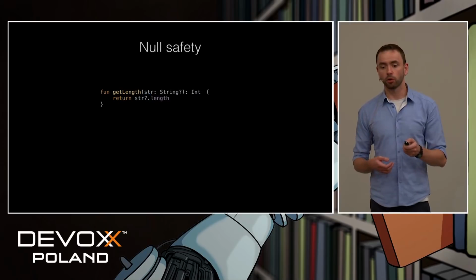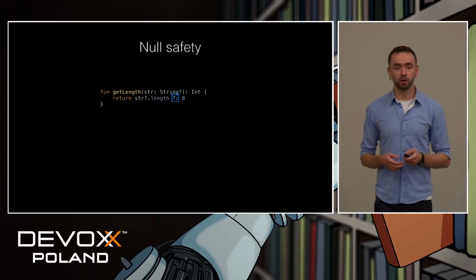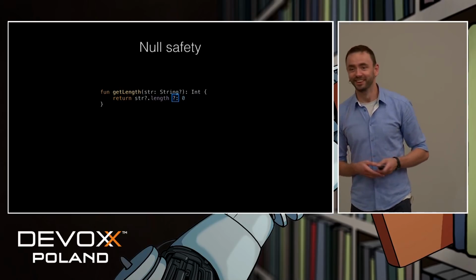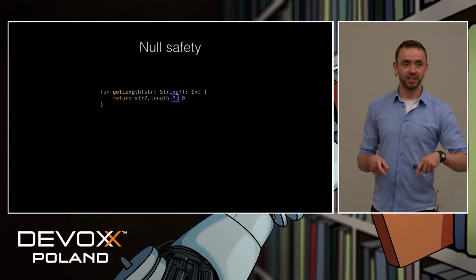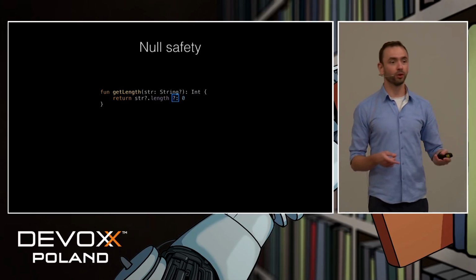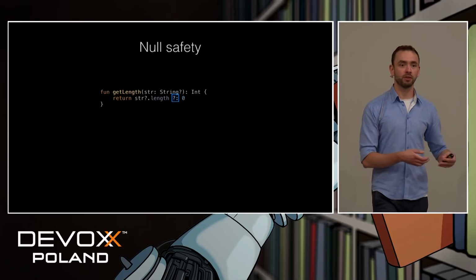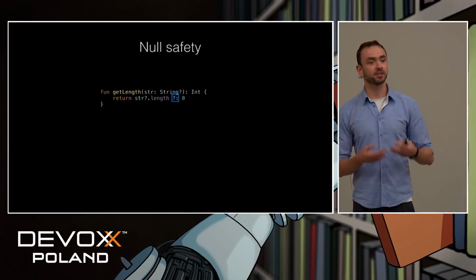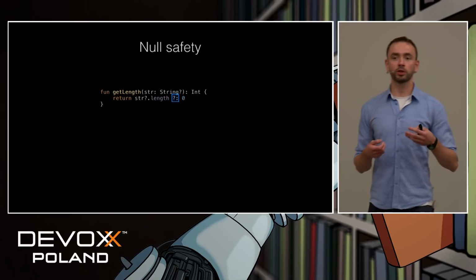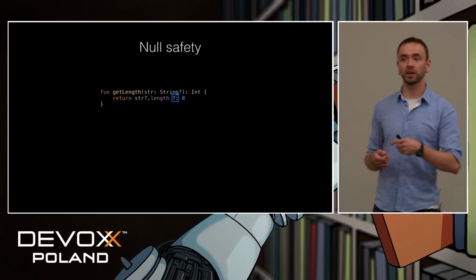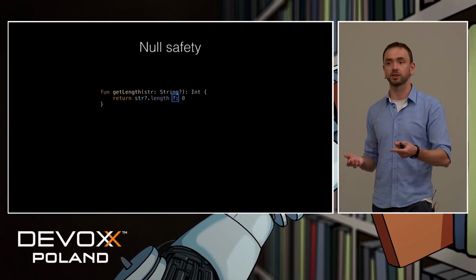There's also another operator called Elvis operator, for obvious reasons. And the way this one works is if its left side is not null, then it evaluates and returns a value. But if the left side is null, then it simply returns the default value, which is provided on the right side, which is 0 in our case.